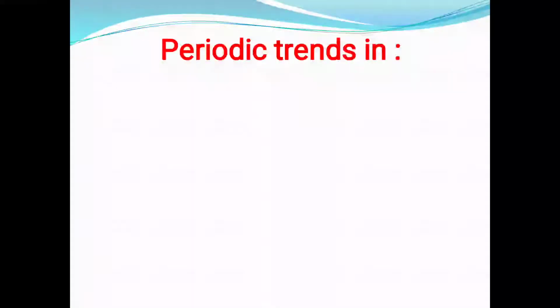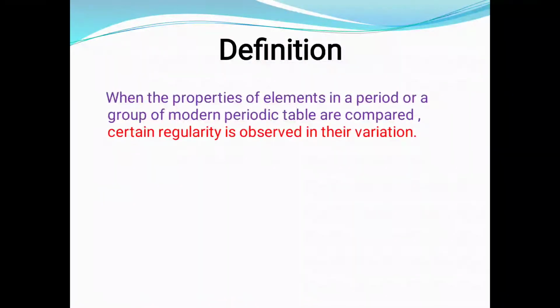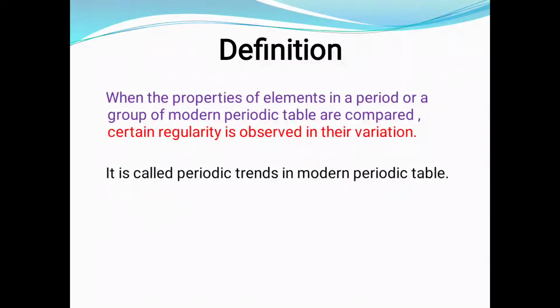So in periodic trends, we will discuss valency, atomic size, and metallic and non-metallic characters of all the elements belonging to the periods and belonging to the groups. Okay, so let's first define the periodic trend. When the properties of elements in a period or a group of the modern periodic table are compared, certain regularity is observed in their variation. It is called periodic trend in the modern periodic table.